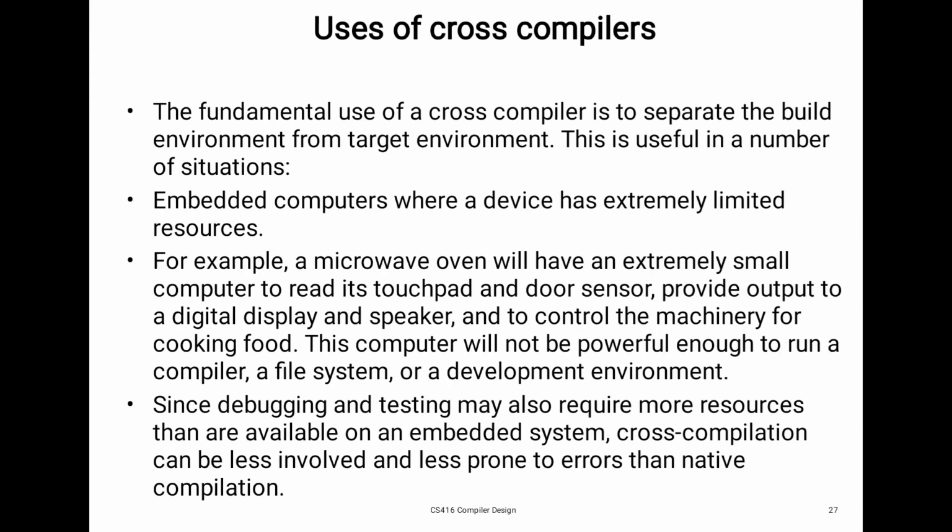Next, uses of cross compilers. The fundamental use of a cross compiler is to separate the build environment from the target environment. This is useful in a number of situations. Embedded computers, where a device has extremely limited resources. For example, a microwave oven will have an extremely small computer to read its touchpad and door sensor, provide output to the digital display and speakers, and control the machinery for cooking food.